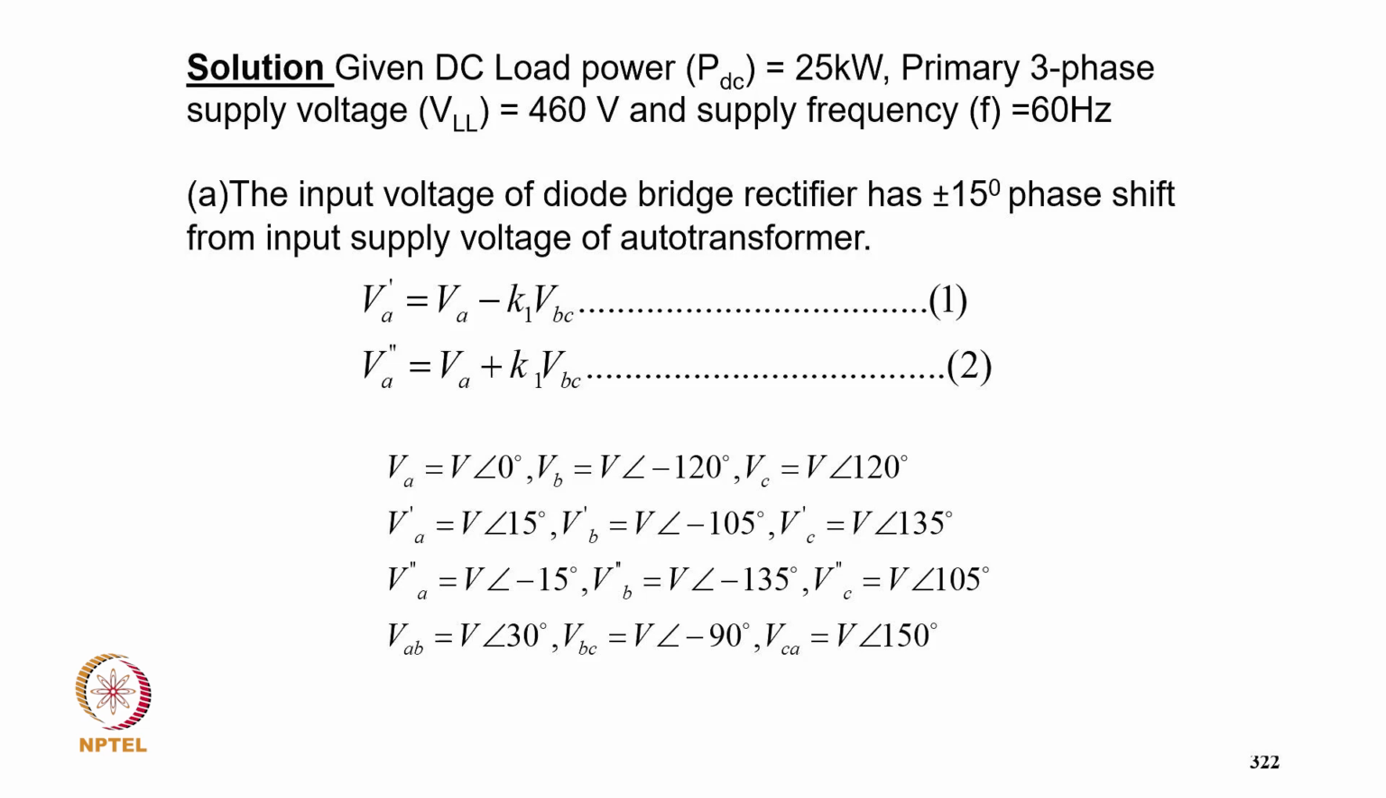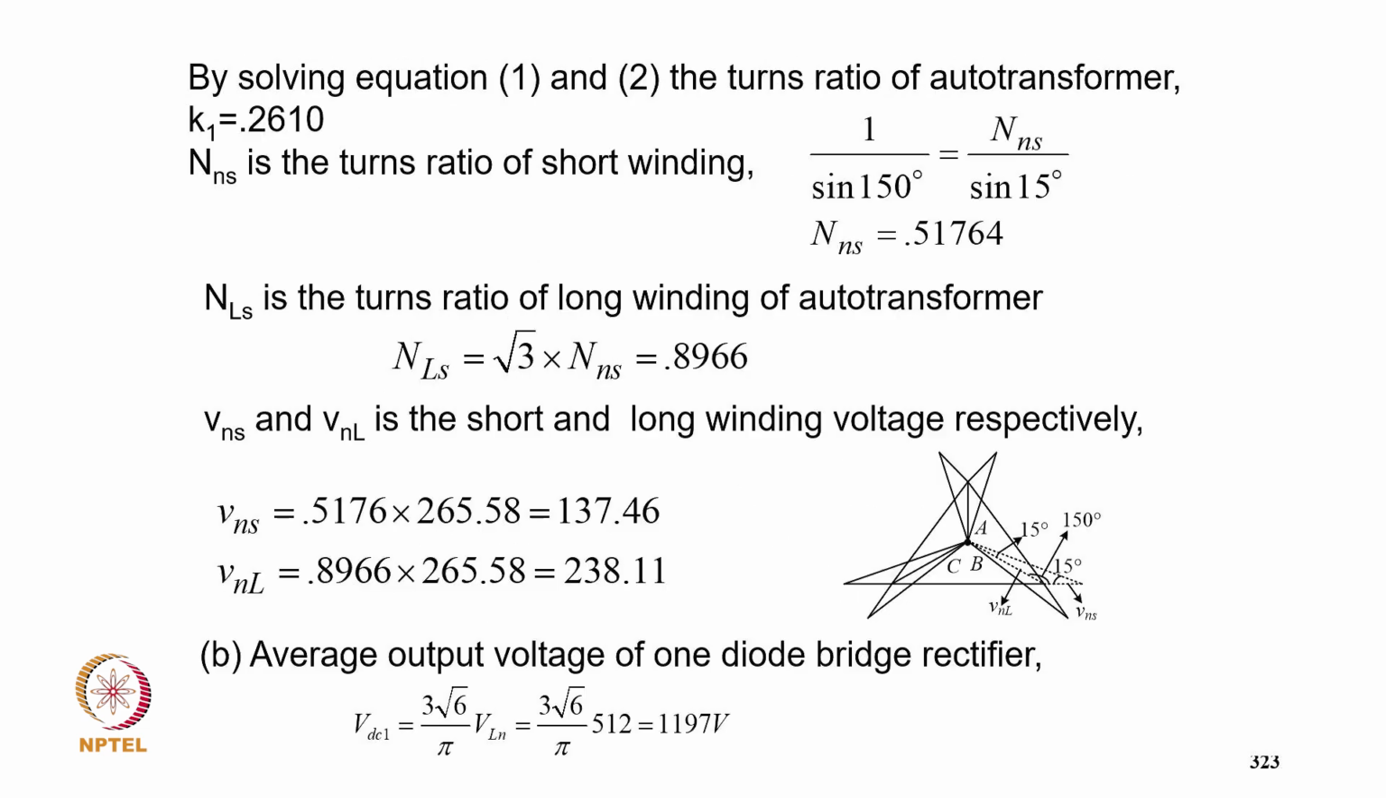So VA dash equal to VA minus K1 VBC and VA double dash equal to VA plus K1 VBC. Putting all the values of phase voltage and line voltage, we get K1 equal to 0.261. NS is the ratio of short winding, 1 upon sin 15, so NS comes 0.517764, and NL is the turns of long winding. So NL is equal to root 3 NS, that comes 0.8966.